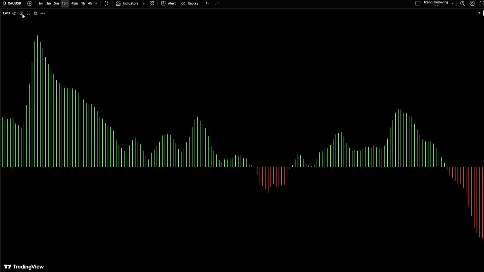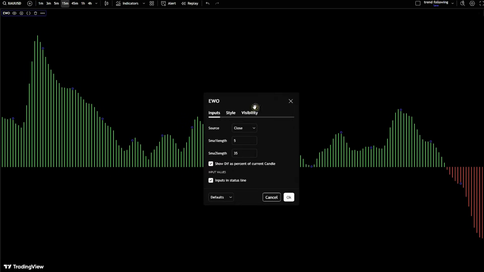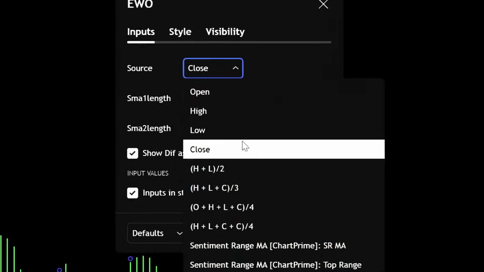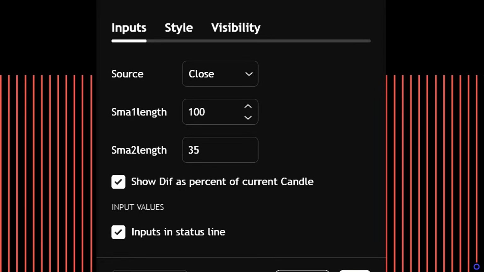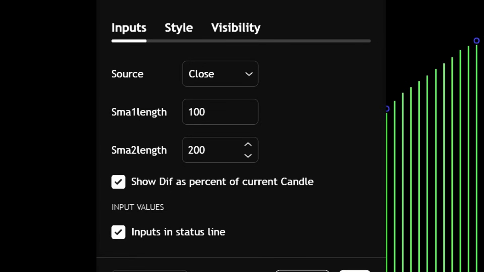First, under inputs, we'll see SMA1. Let's change that from the default to 100. Then right below it for SMA2, we'll change that to 200. By using these bigger numbers, we're basically telling the indicator to ignore the short-term noise and just show us the longer, more established trend.